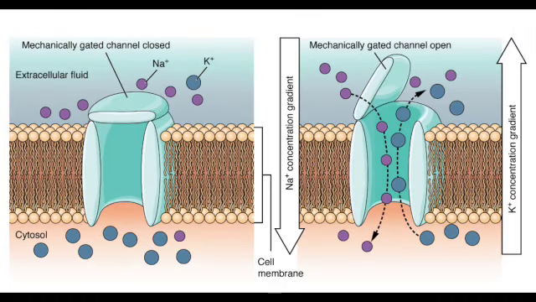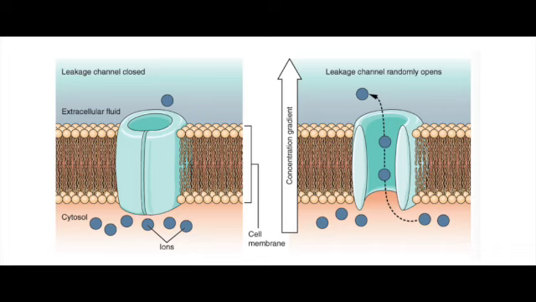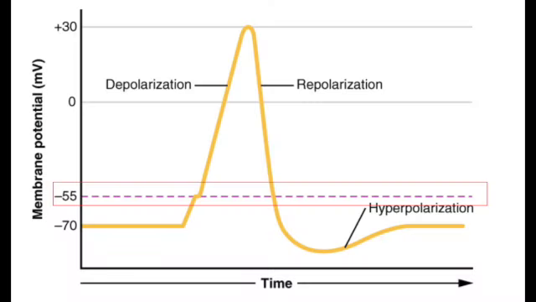A mechanically gated sodium channel opens when a physical disruption causes that channel to open. There are passive, randomly opening, leakage sodium channels that maintain resting potential. A voltage-gated sodium channel instigates an action potential when the resting membrane potential reaches negative 55 millivolts, and this voltage can be said to be a threshold.